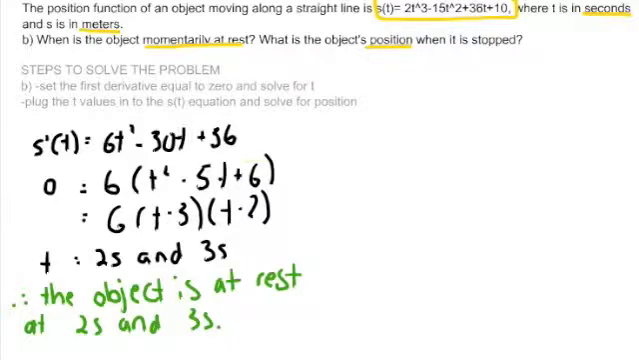Now that we know the times when the object is momentarily at rest, we need to plug in these values, so 2 seconds and 3 seconds, into our original equation.